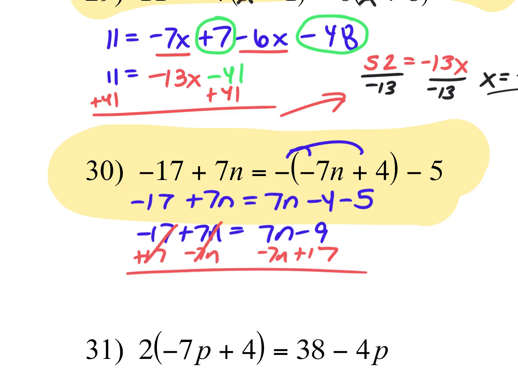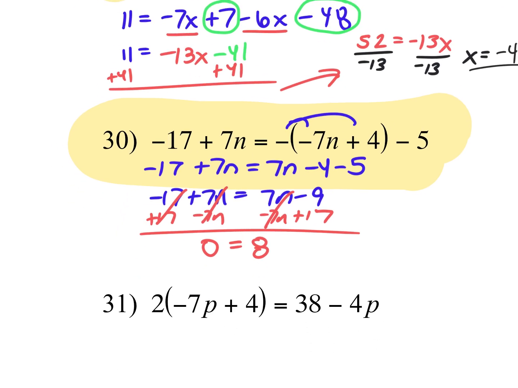So on the left-hand side, what happens? What's negative 17 plus 17? 0. What's 7n minus 7n? 0. Equals, what happens on the right? What's 7n minus 7n? 0. What's negative 9 plus 17? 8. When, guys, does 0 equal 8? Never or all the time? Never. If that is never true, what's your answer to this equation? No solution.